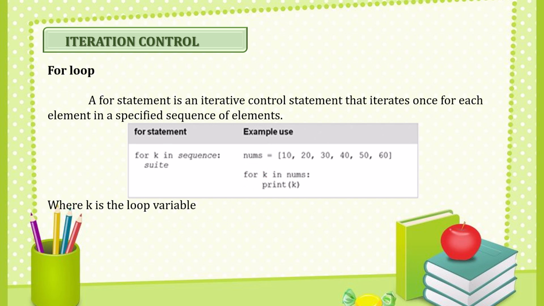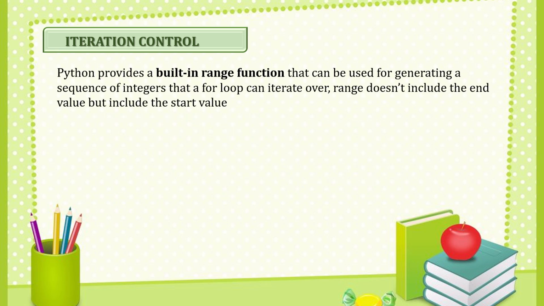Moving on to the next thing. In Python, we have a built-in range function that can be used for generating a sequence of integers that a for loop can iterate over. But here the range doesn't include the end value, but it does include the start value. Here we have a value of sum as 0. For k in range, the range starts with 1 and ends with 11. So here we can take values from 1 to 10 and we are going to do a sum here. So this is how the iteration control will work.